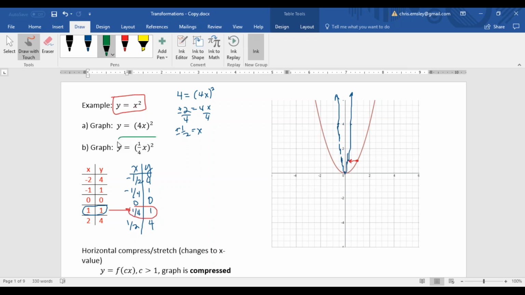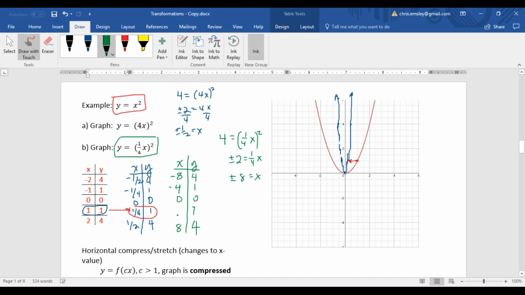Let's look at the second one. Same idea. I'm going to keep my same y values again because, spoiler, I'm going to tell you this is going to be a horizontal change. So 4 equals (1/4 x) squared, square root of both sides, multiply both sides by 4. So we get a negative 8 and a positive 8 will each give us 4. And again, I could solve for the rest of these, but I'm just going to fill them in. Negative 4, 0, and positive 4.